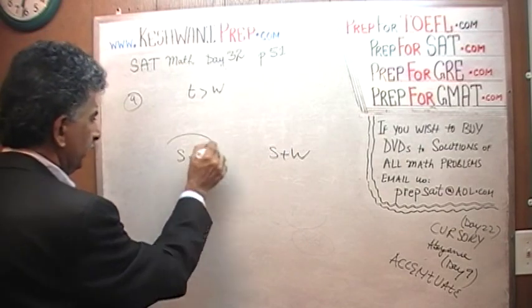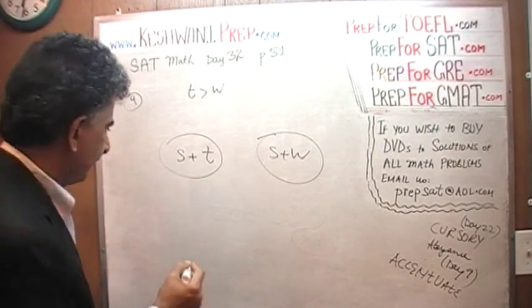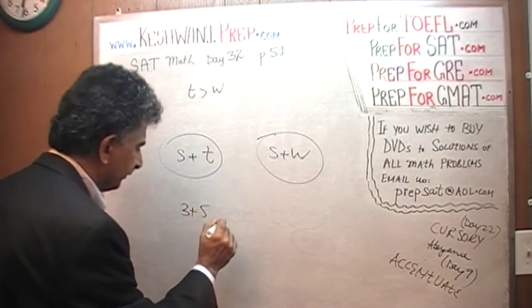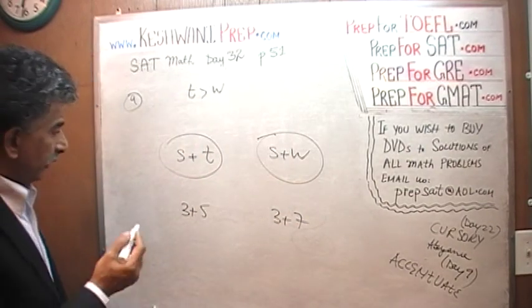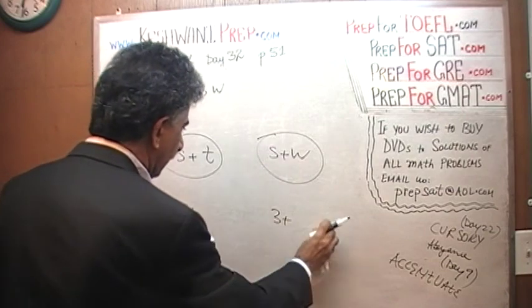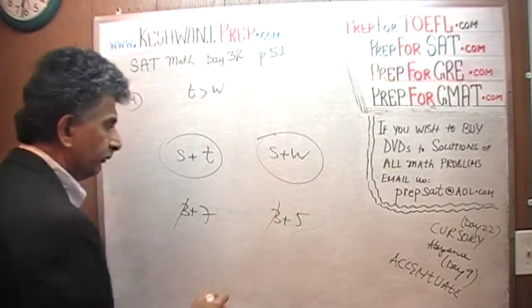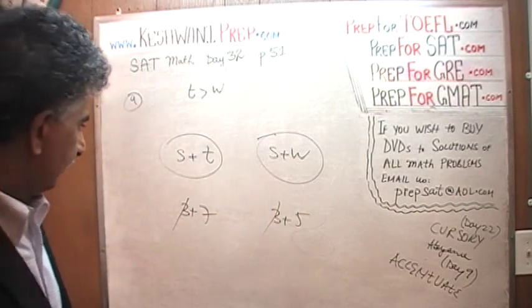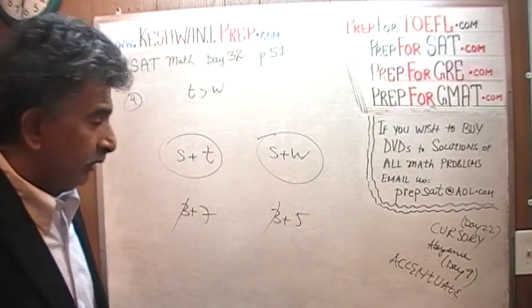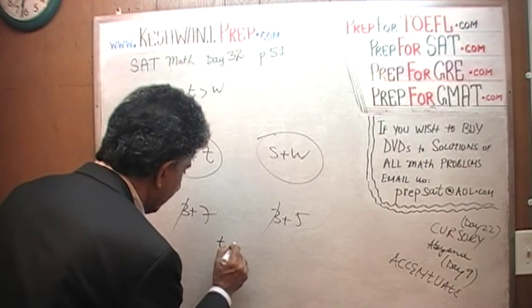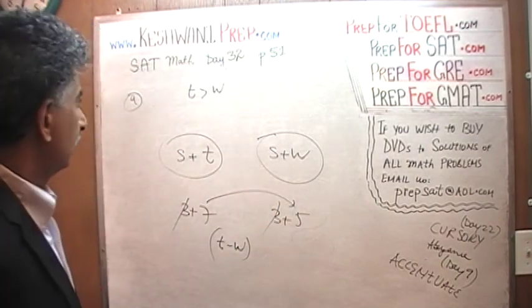You're comparing this quantity versus this quantity. S appears in both of these quantities when you're comparing quantities. For example, if I ask you how much greater is 3 plus 5 versus 3 plus 7. Oh, sorry, T is the greater one. How much greater is 3 plus 7 versus 3 plus 5? This 3 plays no role. It appears in both quantities. So it's just how much greater is 7 compared to 5. How much greater is T compared to W? T is greater than W by the amount of T minus W. Or 7 minus 5. That's all.